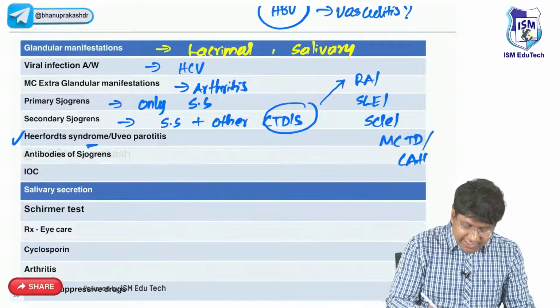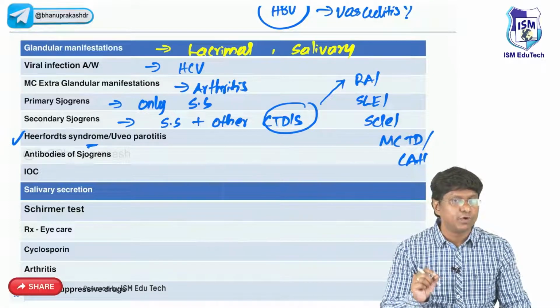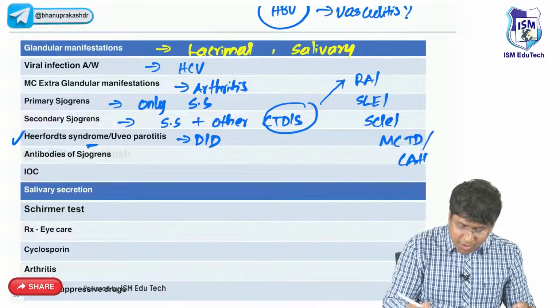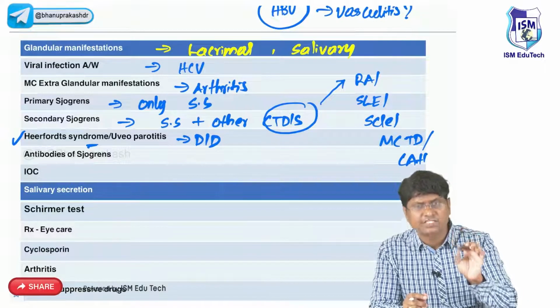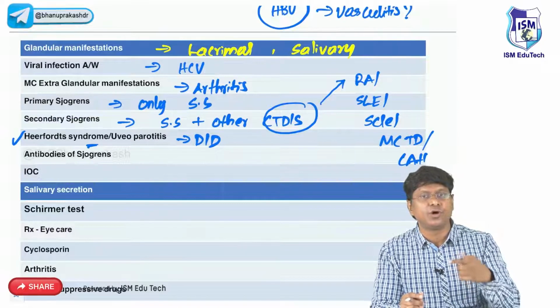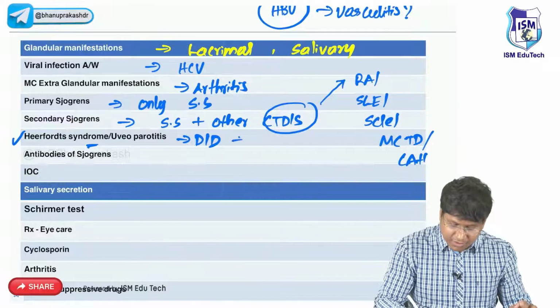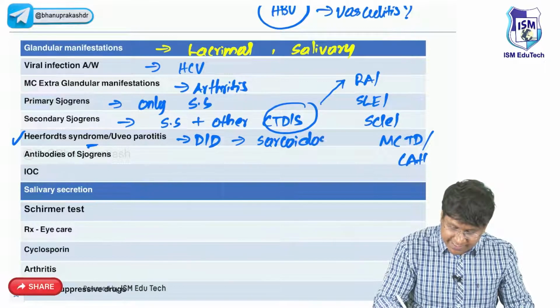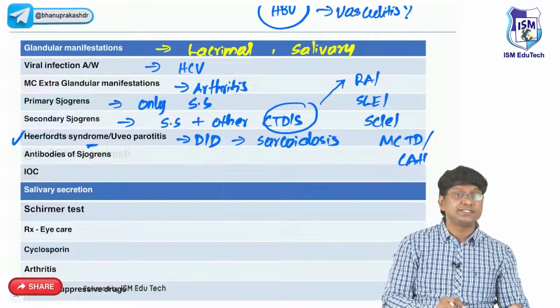Now you need to know an important syndrome called Heerfordt syndrome or uveoparotid fever. Remember, your Heerfordt syndrome or uveitis is a close differential diagnosis for Sjogren syndrome. And in these patients with Heerfordt syndrome, where do you come across this? You come across this in patients with sarcoidosis. It is not seen in Sjogren's. It is a feature in sarcoidosis.